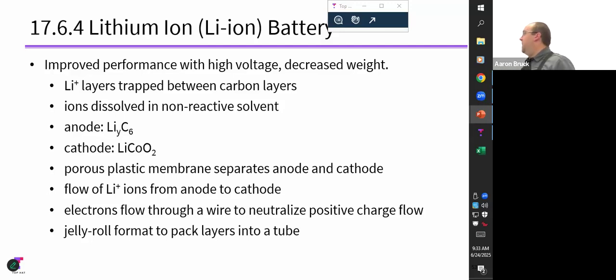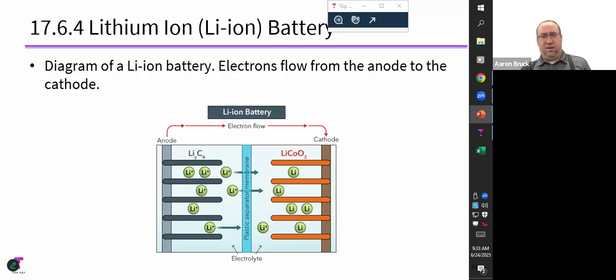And so again, we're looking at, okay, what happens? The electrons flow through a wire, and in terms of the construction, it's another jelly roll kind of format. But again, the idea here is very, very simple. Lithium ions are transferring from the anode to the cathode, so it's basically acting like its own salt bridge.